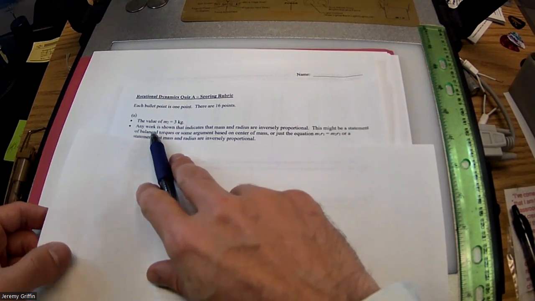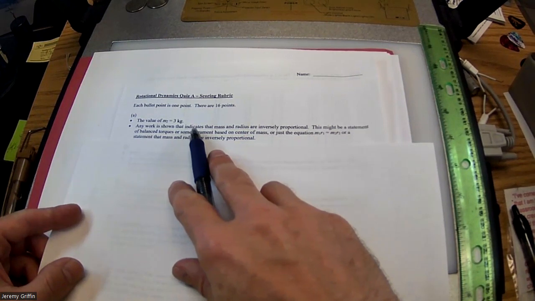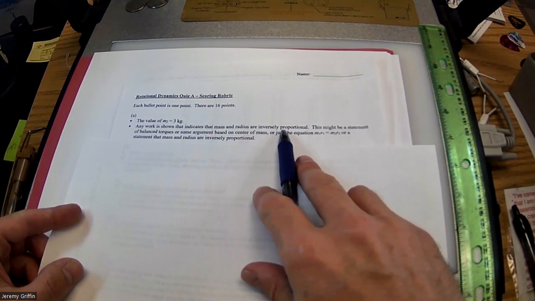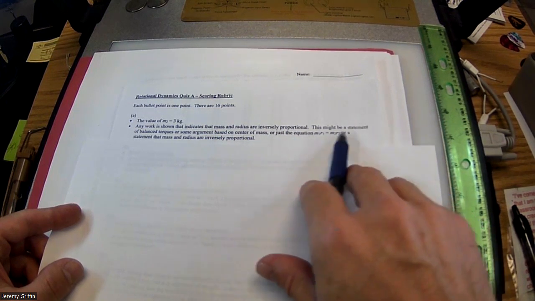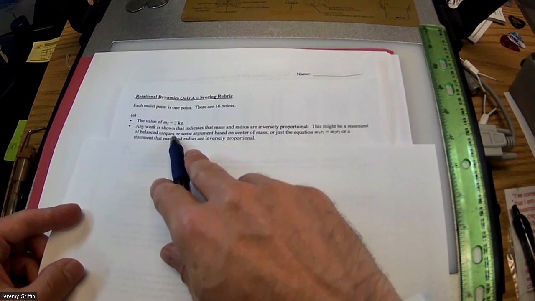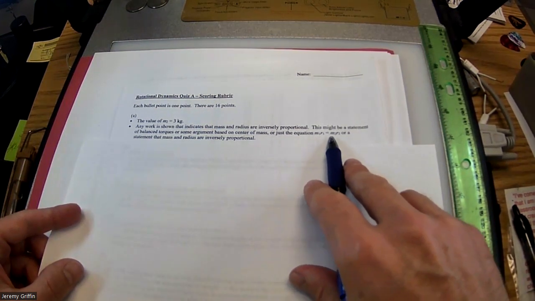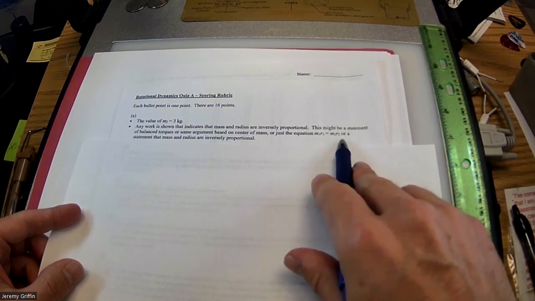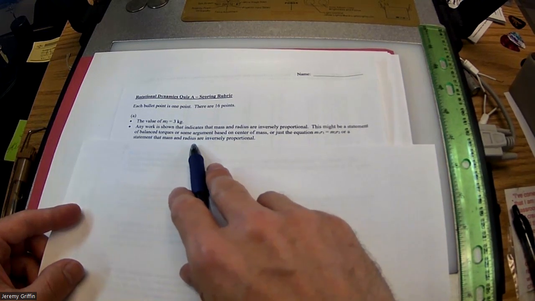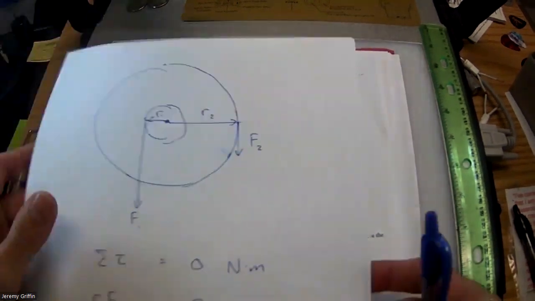And their explanation goes, see how close yours is to this. Any work shown that indicates that mass and radius are inversely proportional. This might be a statement of balanced torques. That's what I did. Balancing torques, or some argument based on center of mass, or just the equation M1R1 equals M2R2, which I would derive from torque, but I'll show you guys that here in a minute. Or a statement that mass and radius are inversely proportional.